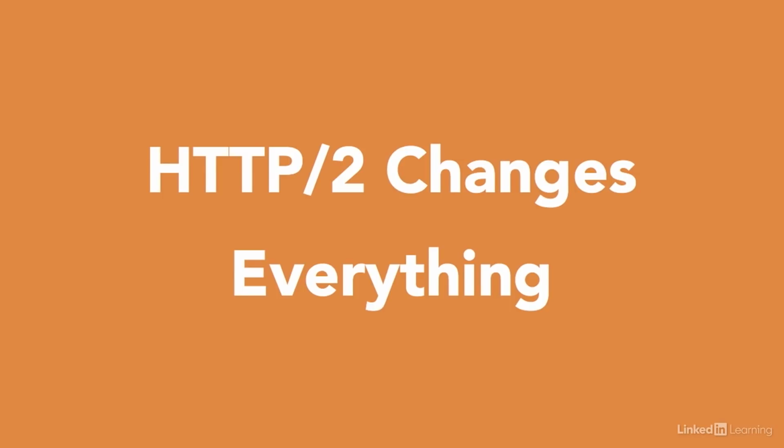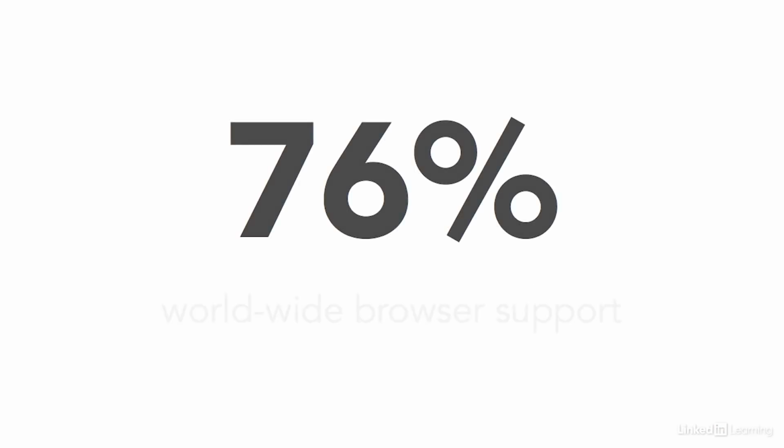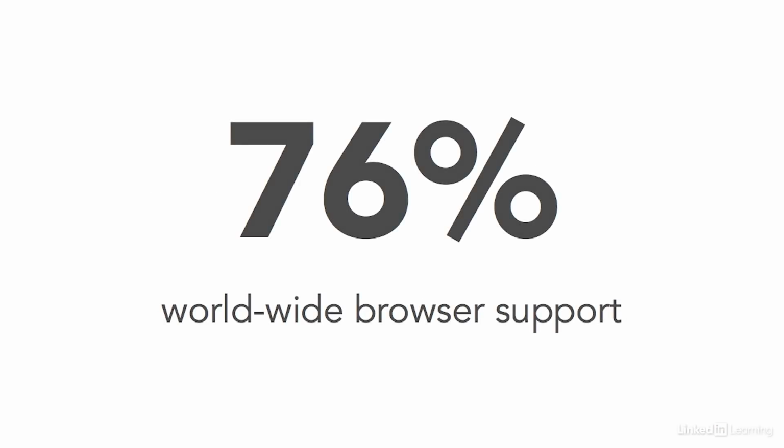HTTP version 2 is the new protocol that takes over after HTTP 1.1. It started out as an experiment at Google called Speedy that was so successful it grew into the next official HTTP protocol. HTTP 2 is now supported by 76% of global web browser usage, and web hosting companies are rapidly deploying support as well, meaning it is quickly becoming the standard protocol for web traffic.